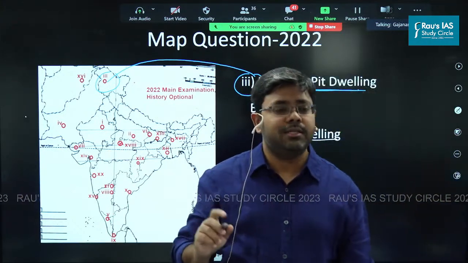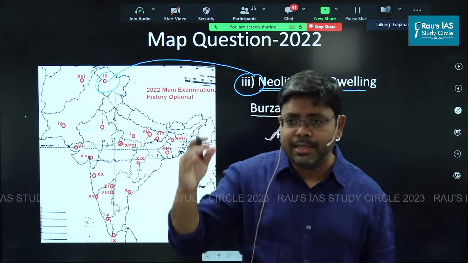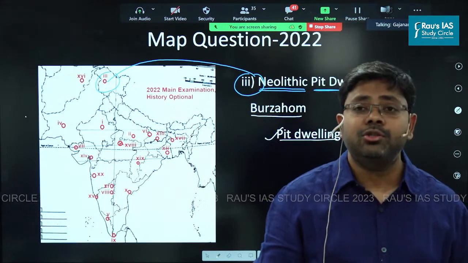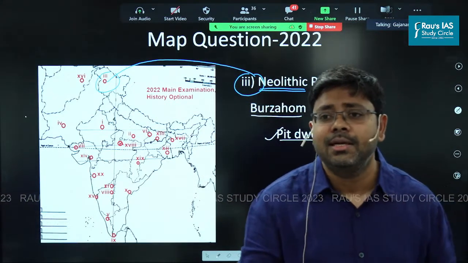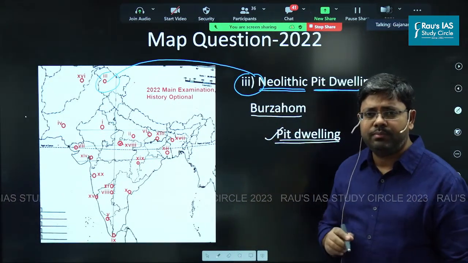Don't you think that Kashmir is a very cold region? No? And pit dwelling, no? Creating a pit to stay there to protect yourself from cold. It should be one of the characteristics of the Kashmiri sites. First simple description, they are talking about pit dwelling, Burzahom.